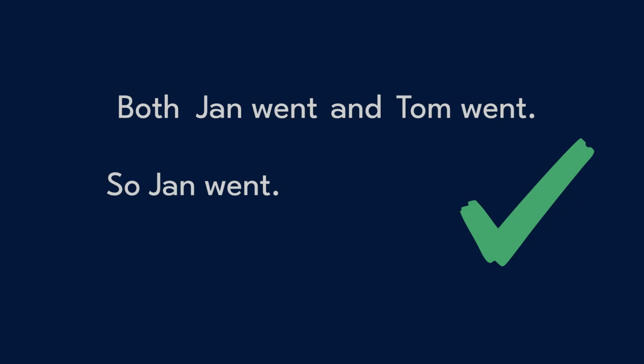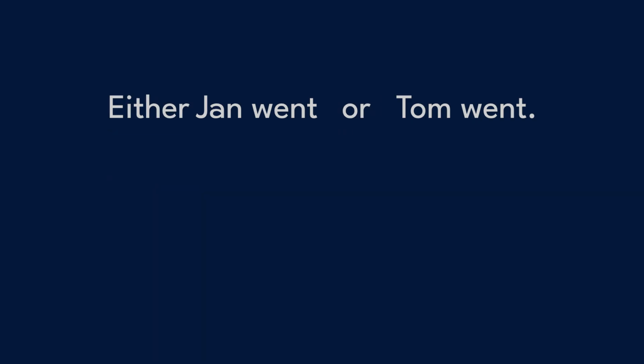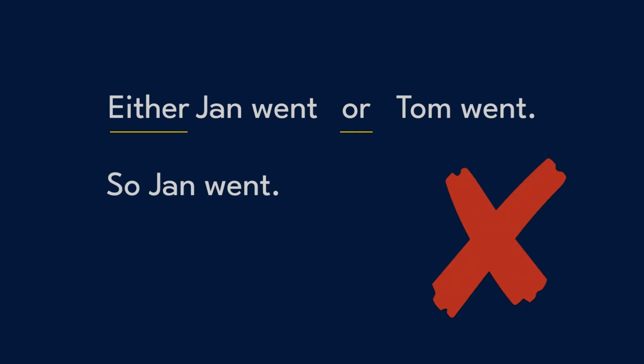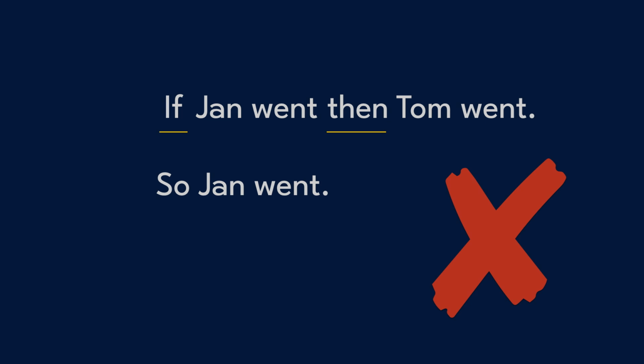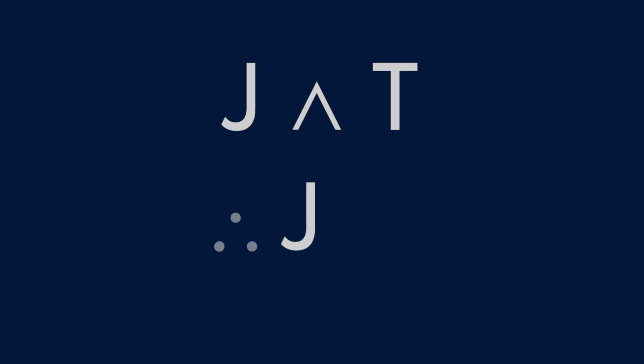Simplification only works on a conjunction. Either Jan went or Tom went, so Jan went. Nope, we can't know that for sure. If Jan went, then Tom went. So Jan went. Again, no, we just don't have enough information yet to know whether Jan went. Go ahead and break off a conjunct when you have a conjunction, but only with conjunction.